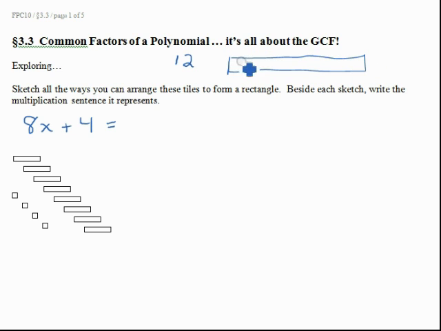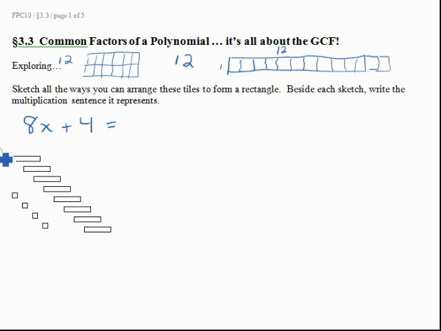1, 2, 3, 4, 5, 6, 7, 8, 9, 10, 11, 12. Okay, so that's 1 times 12, so 12 equals 1 times 12. Or I could do 12 equals 2 times 6. I could do it like this. Those are different ways of showing multiplication to create 12. So we want to do the same thing with 8x and 4.